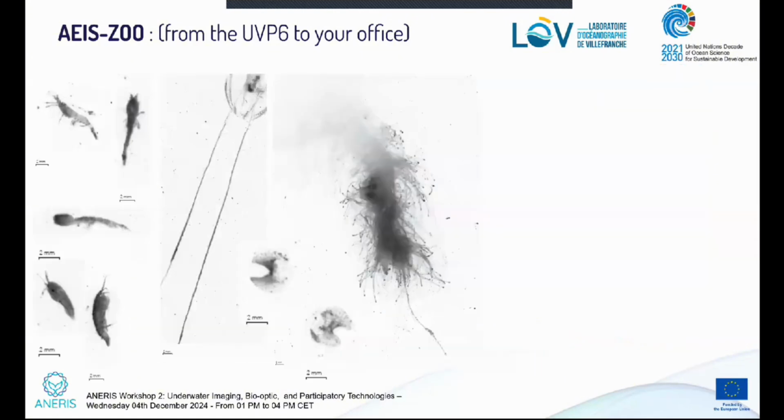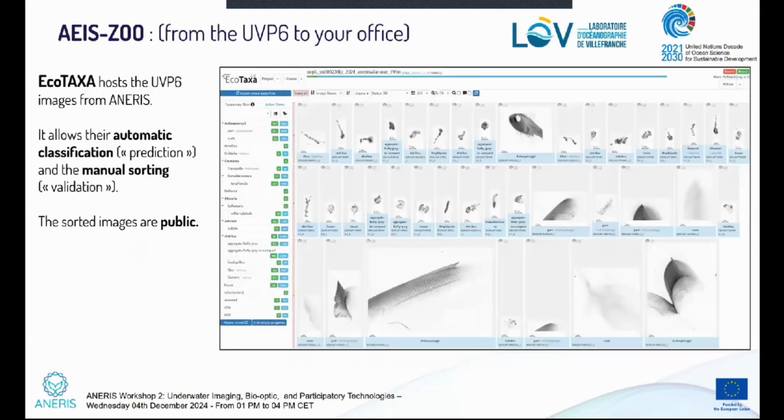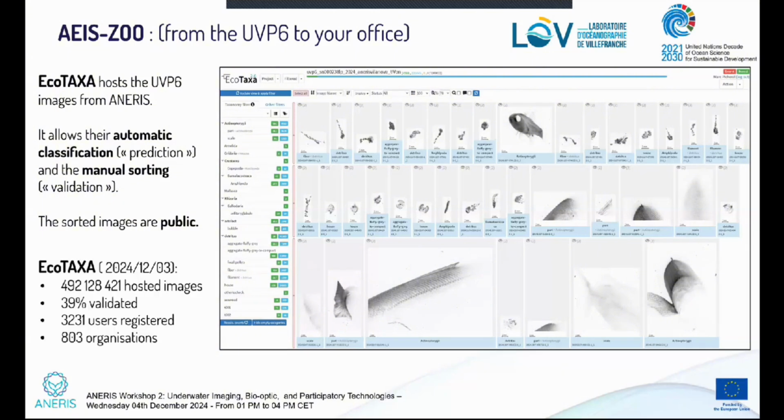The UVP is an imaging device, and you can see plankton images there from crustaceans, gelatinous bodies, filter feeders, fishes, and there are many fishes in these two observatories. We import these images in the EcoTaxa application, where they are automatically classified and where the expert can do a complementary manual sorting or validation. Again, these data are public. There are today 400 million images in this application, so not only from Villanova and SmartBay.